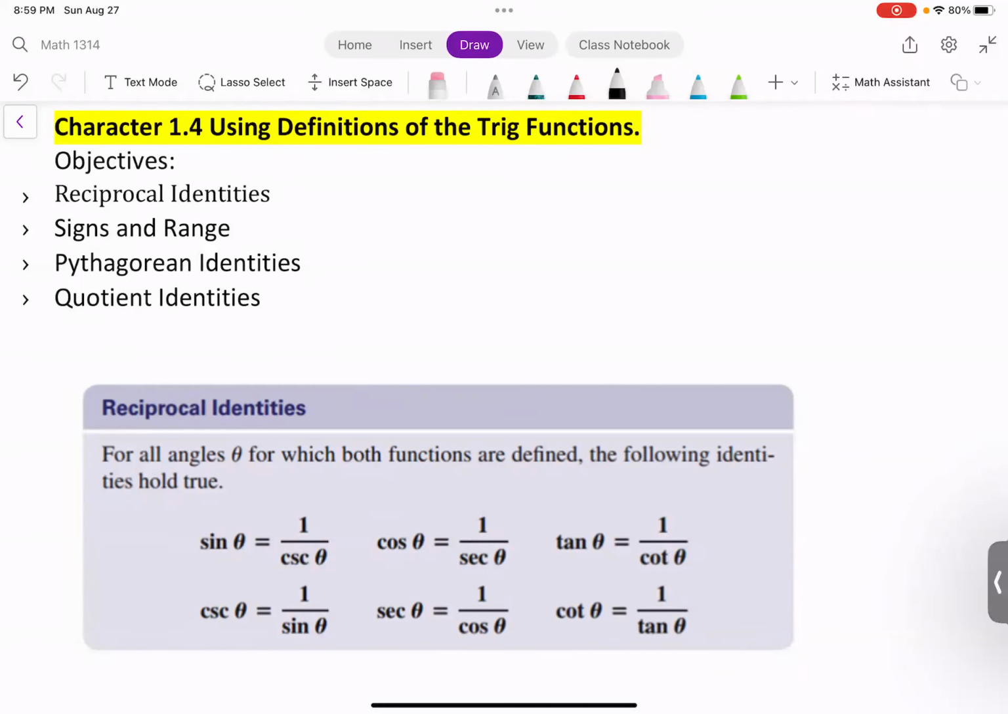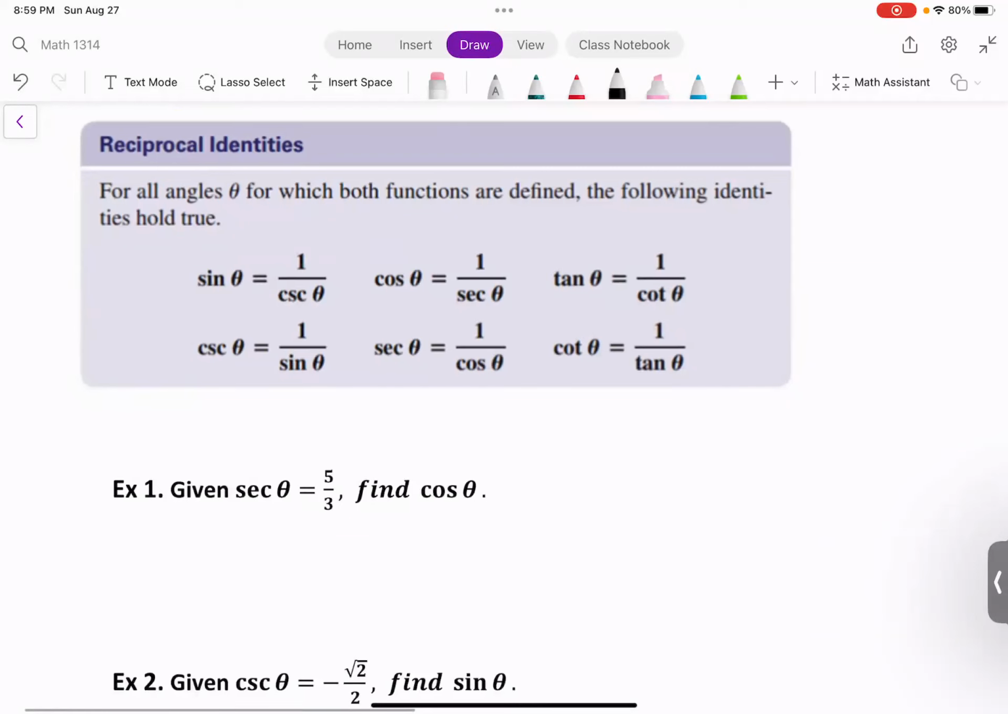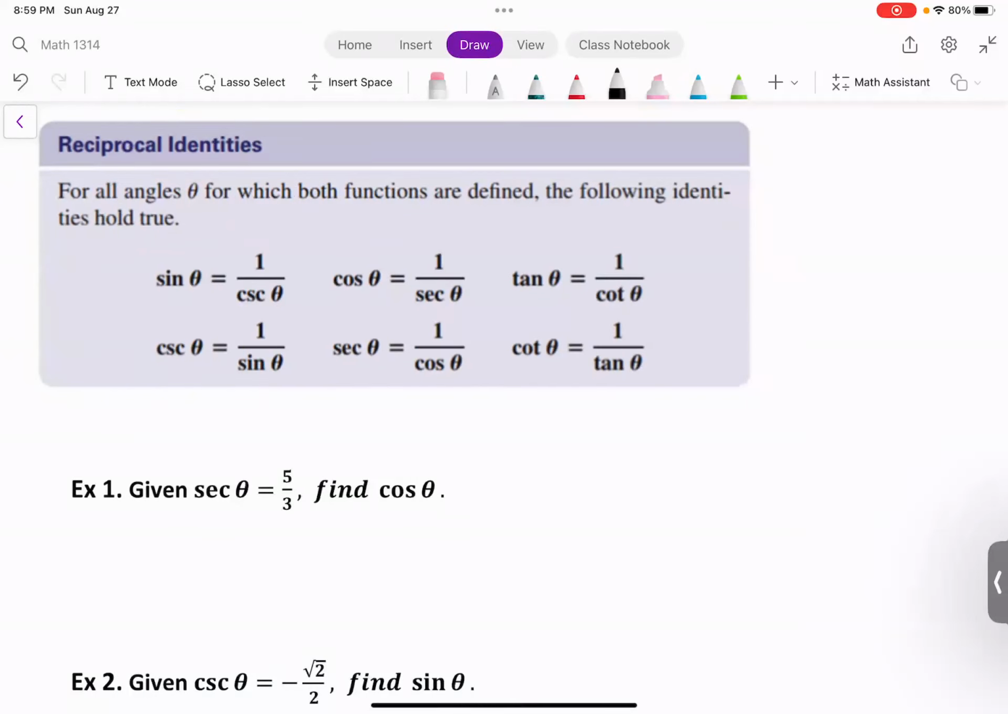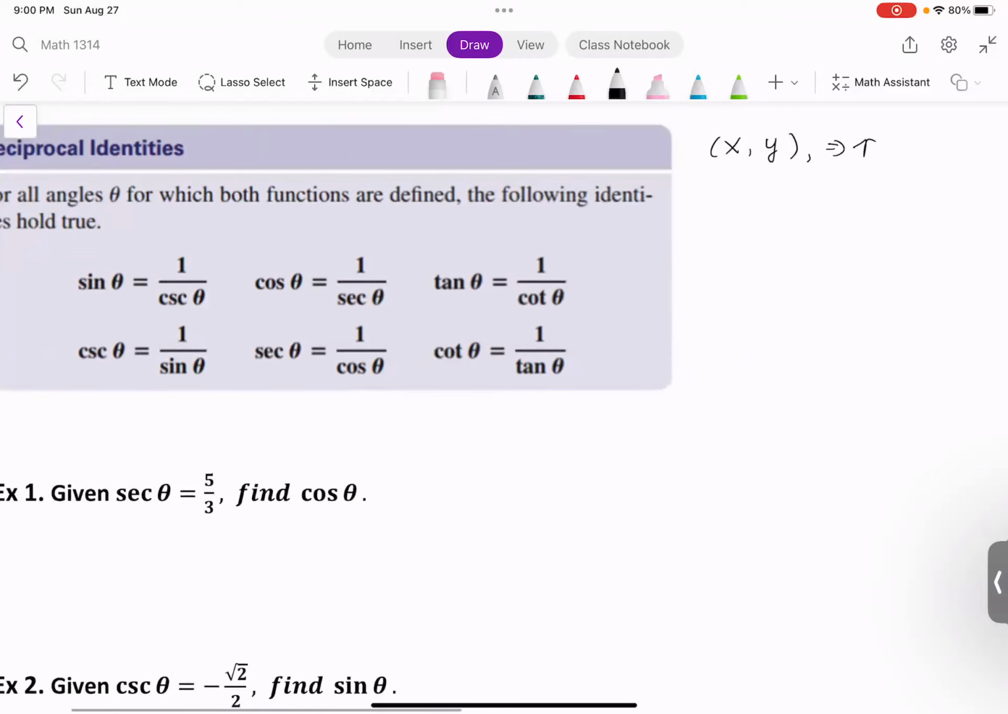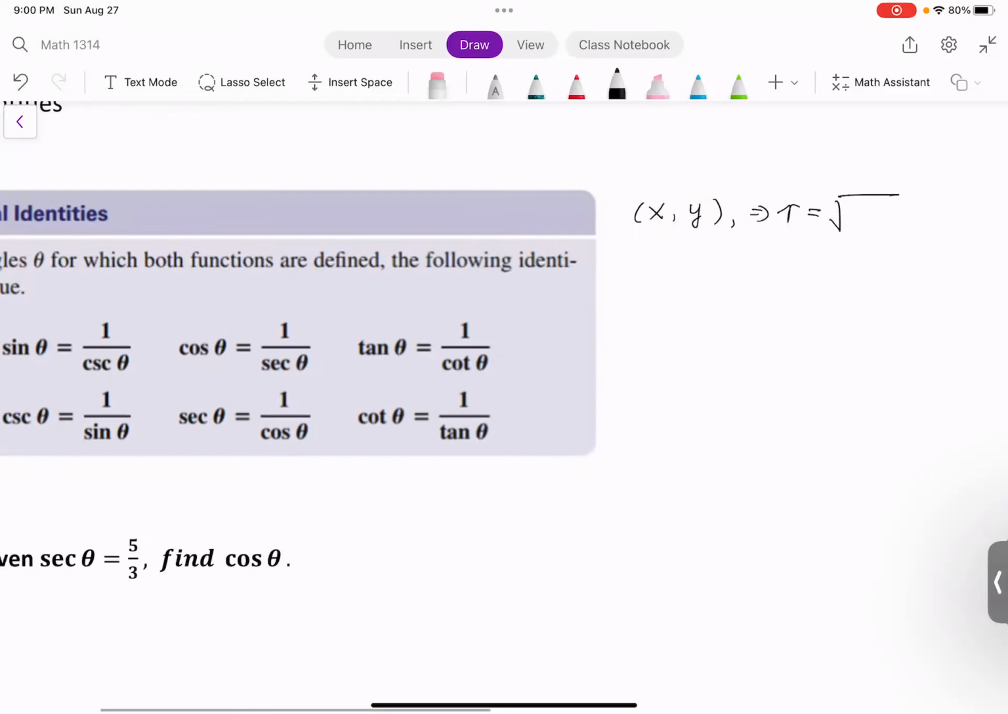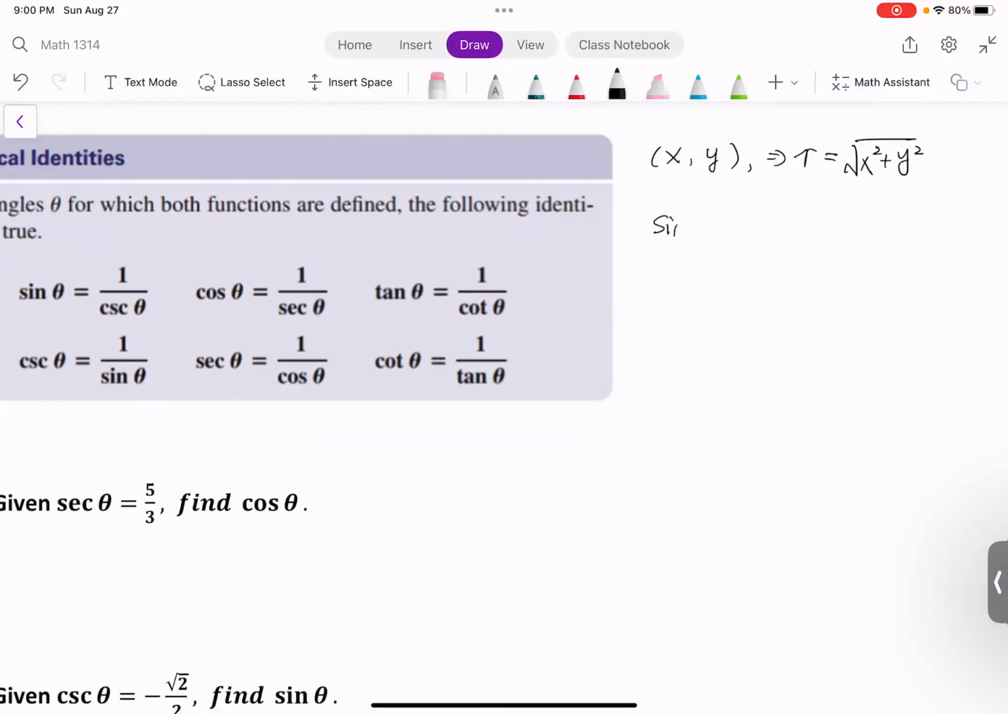So last class we learned about the 6 trig functions, and we will use them a lot in the following lectures. So let's do a little bit of review. Last class we learned that if I have a point, I can find the distance between the point and the vertex. If we have the point x comma y, then I can find r. R equals the square root of x squared plus y squared. If I have this information, I can find the trig functions.